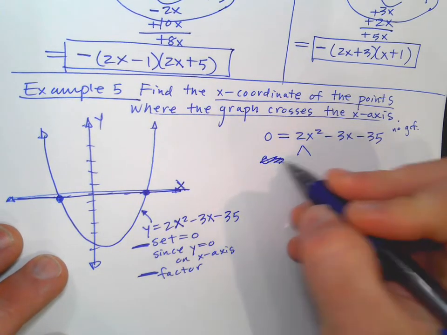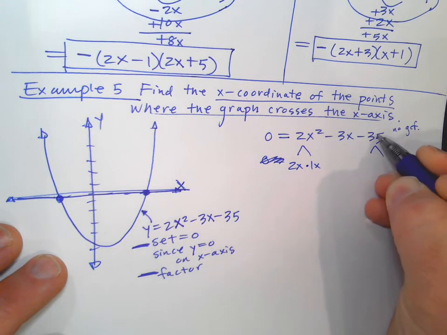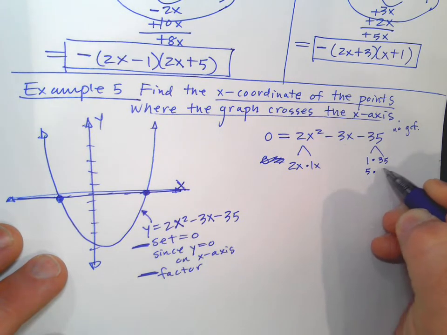I guess I'm not going to write that yet. What are all the pairs that give you 2x squared? 2x and 1x. What are all the pairs that give you 35? 1 times 35 or 5 times 7? Those are the only pairs.